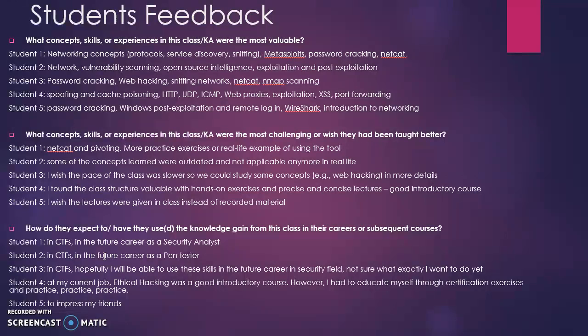Based on feedback from students who took this course before, I can summarize that the skills and concepts they found the most valuable are networking principles, vulnerability scanning, password cracking, exploitation, network protocols, and probably web hacking. The biggest challenge for most students was the pace of the class. Some topics could be covered in more detail in class instead of in recorded lectures. Students hope to apply learned concepts, principles, and tools in their future jobs that will most likely be related to the security field.